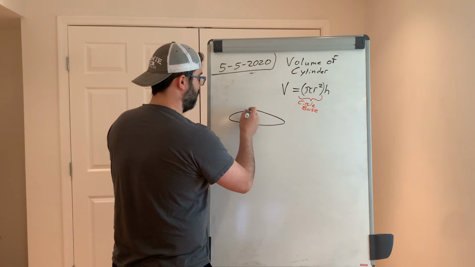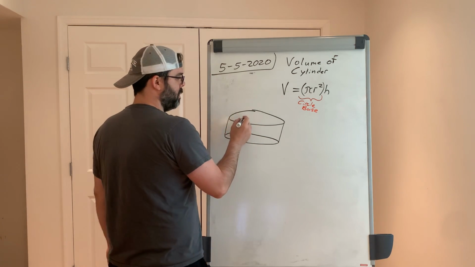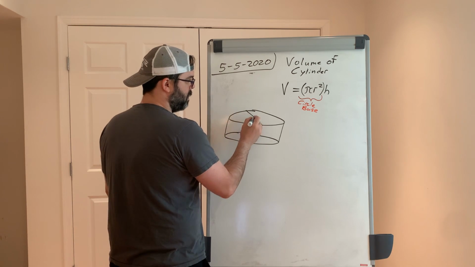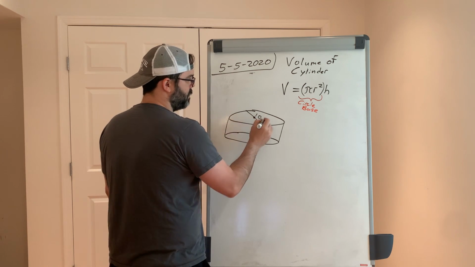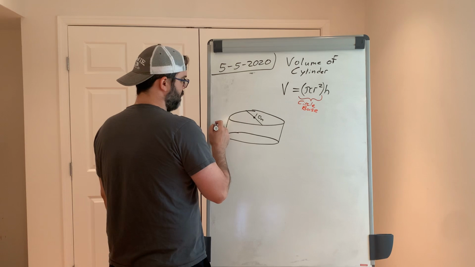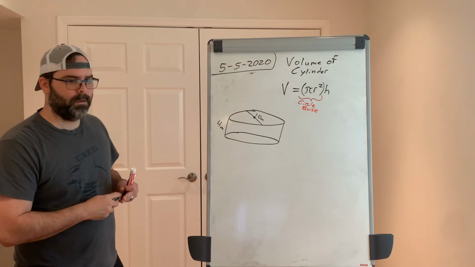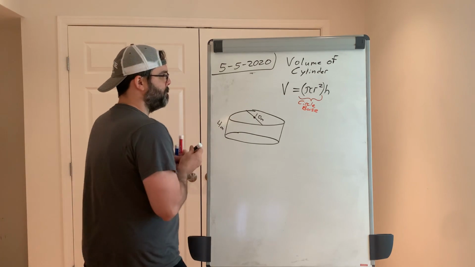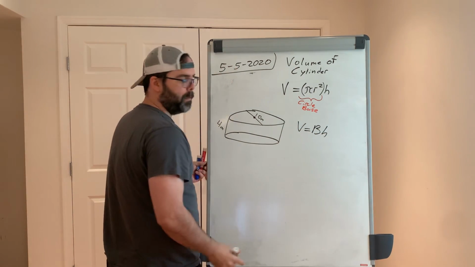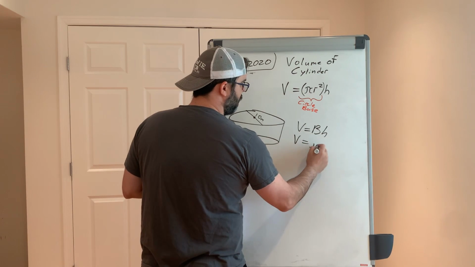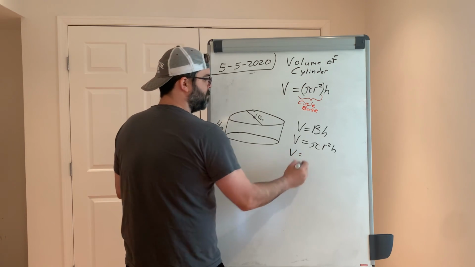Okay. Here's a cylinder. We'll do meters, and the height is 4 meters. Okay, so the first thing you're going to want to do is write the formula. Volume equals base times height. You don't have to write that one if you don't want to. You can go straight to volume equals pi r squared height. Okay, so volume equals pi r squared height.